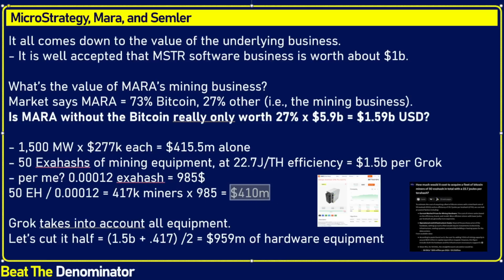They have some very modern rigs in the fleet, as well as older rigs, and I believe I'm lowballing here. So let's cut it in half. If you take Grok and my estimate, put them together, and divide by 2, I think they have 959 million worth of hardware, computing equipment. So close to $1 billion in computing equipment, and $415 million in power access. That's kind of how I evaluate, and I evaluate that power.